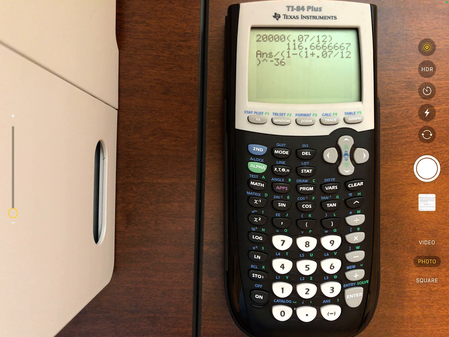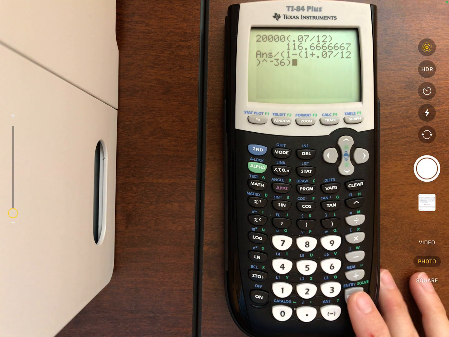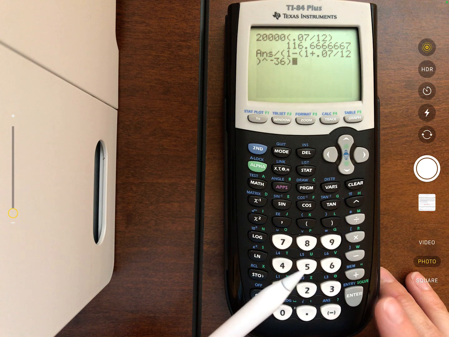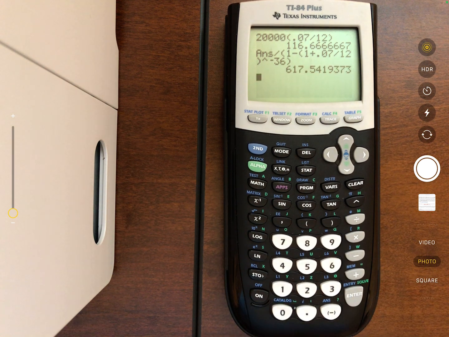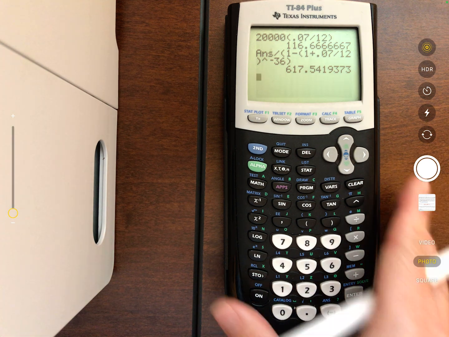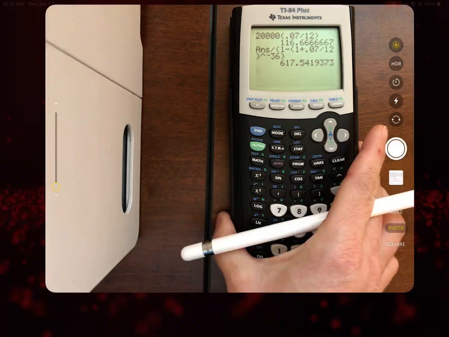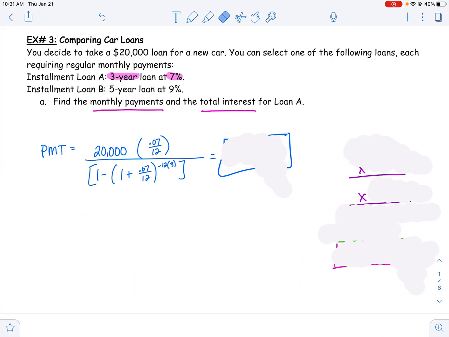You notice that I multiplied the 12 times the 3 and put it in as a 36 to make sure that my calculator was doing it correctly. So I highly suggest you do that as well. I'm going to finish with my parentheses. I'm going to push enter, and I should get the same amount, $617.54. So please make sure that you've played with your calculator. You know how to input it correctly so that you can get the correct answers on all of these types of problems. Okay? All right, let's go back to that problem. Remember, our payment was $617.54.